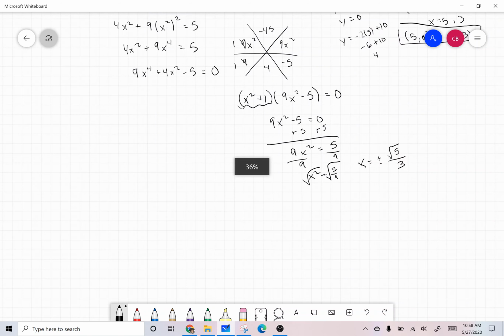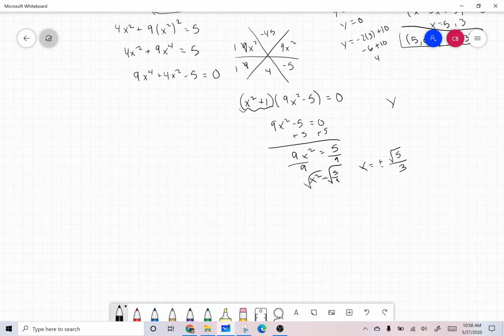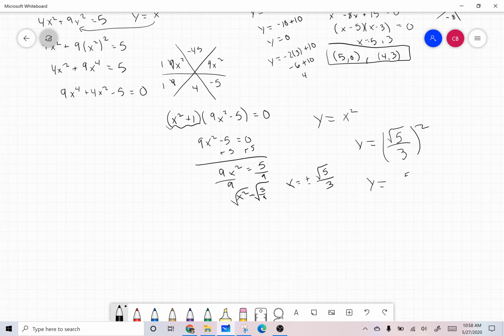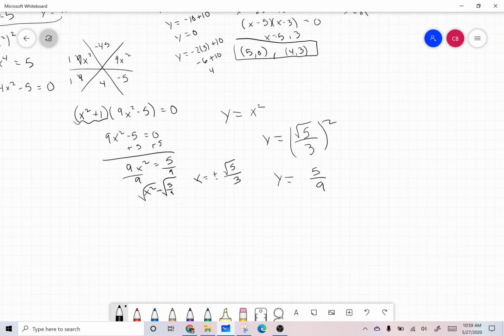Let's do y equals x squared. So if we plug that in, we have y is equal to, we use the positive version. Oh, I guess they both give the same answer, right? Square root of 5 over 3 squared, which is y equals 5 over 9. And for the other one, if we do the negative square root of 5 over 3 squared, we get the same thing, 5 over 9. So we've got the same answer.